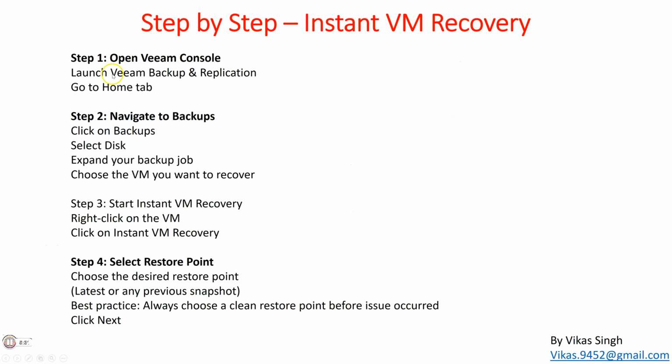So open Veeam console, launch Veeam Backup and Replication, go to home, navigate to backups, and then select your disk, expand your backup jobs, and choose the VM you want to do instant recovery on, and then right click on the VM and click on instant recovery. So this is what we wanted to do. So next thing, select a restore point. Always choose a clean restore point from before the issue occurred.